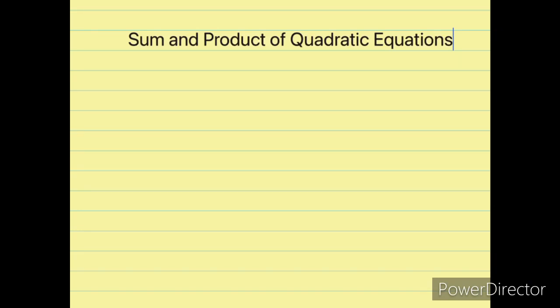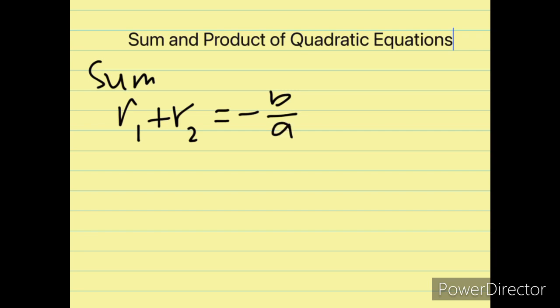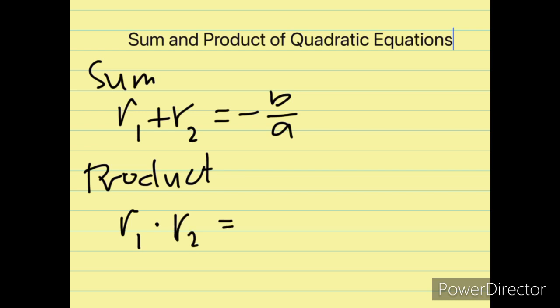We are going to talk about the sum and product of quadratic equations. In sum and product of quadratic equations, we have the formula that we are going to use. For the sum, we have r sub 1 plus r sub 2 is equal to negative b over a, which means that r are the roots of your quadratic equation. While in product, we have r sub 1 times r sub 2 is equal to c over a.